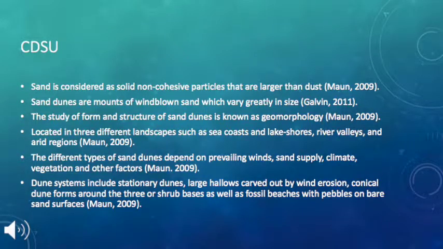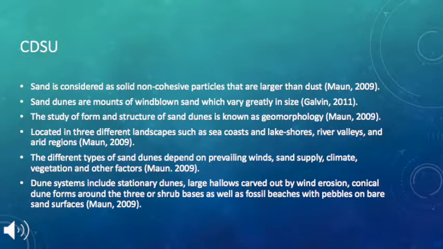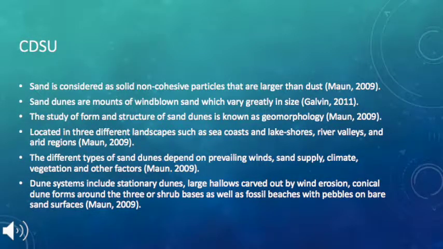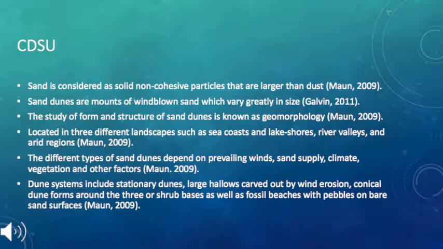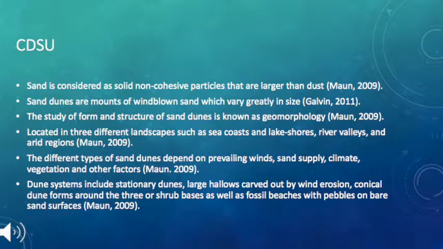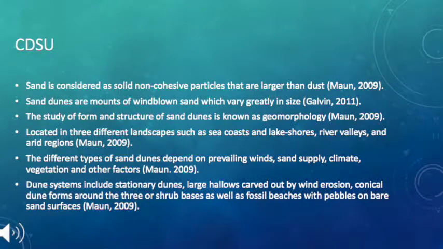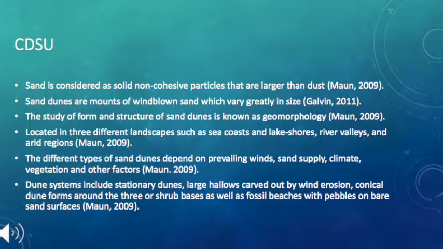There are several different sand dune types and variations along the coast, which depend on prevailing winds, sand supply, climate, vegetation, and other factors. The 3 main categories of dunes include foredunes, parabolic dunes, and transgressive dune fields. Dune systems include stationary dunes, large hollows carved out by wind erosion, conical dune forms around the tree or shrub bases, as well as fossil beaches with pebbles on bare sand surfaces.